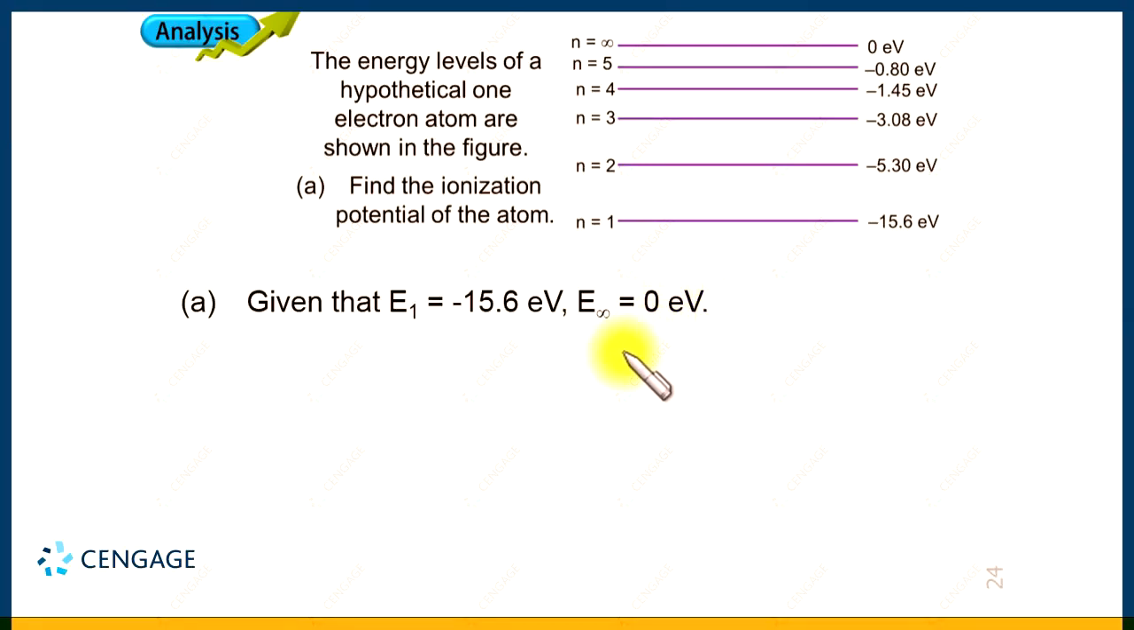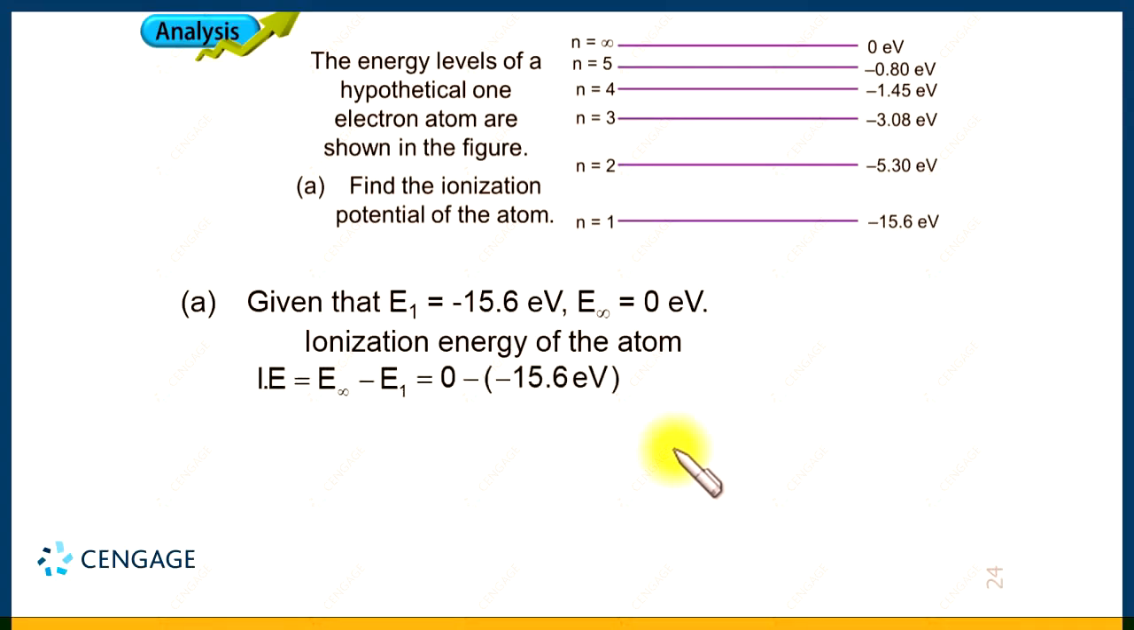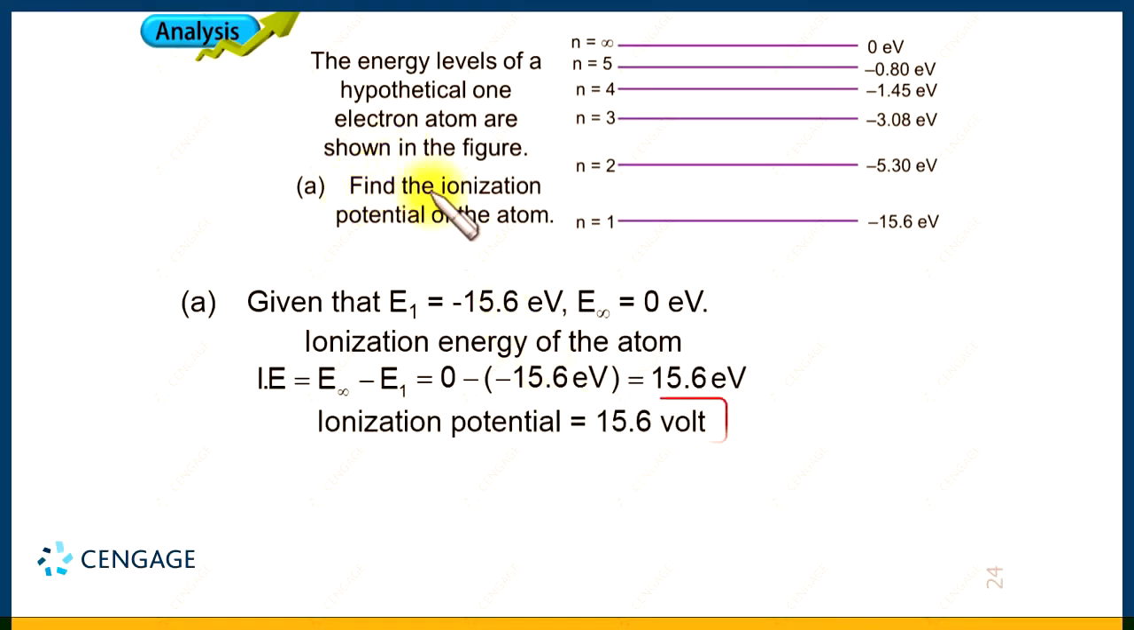And we know ionization energy equals E infinity minus E1, that is 0 minus of minus 15.6 electron volt, and this numerical value is equal to 15.6 electron volt. That is the magnitude of the energy at the ground state. We can directly say ionization energy is the magnitude of the energy at the ground state. Now we can find the ionization potential. We should divide this quantity by e. So this ionization potential is equal to 15.6 volt. So this is the A part, that the ionization potential we have calculated.